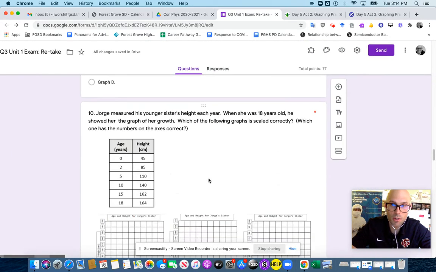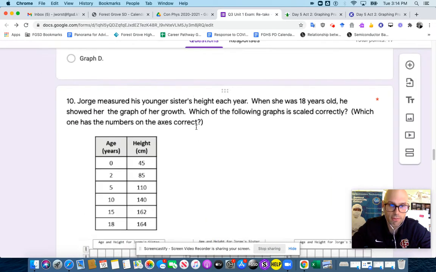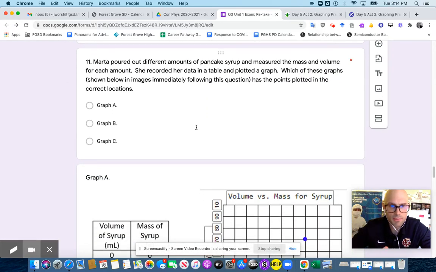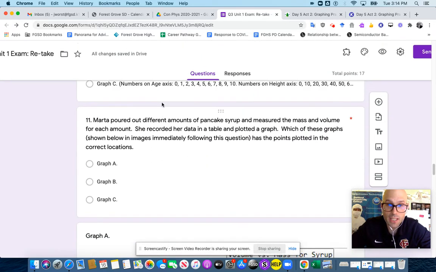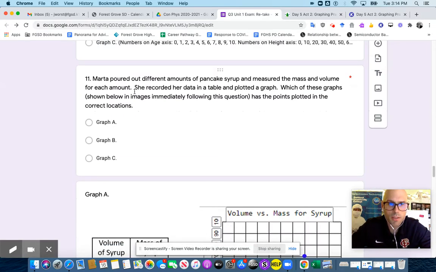So you may need to go back and look at the notes, look at the assignments. How do you scale a graph? The next question, question 11, is again about A, B, and C. It says, Marta poured out different amounts of pancake syrup and measured the mass and volume for each amount. She recorded her data in a table and plotted a graph.